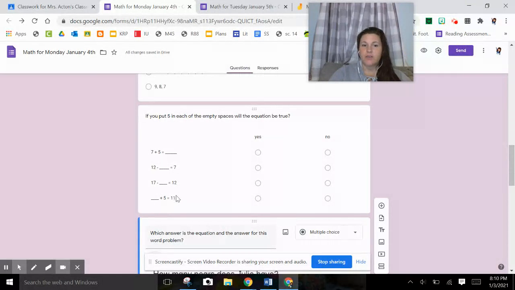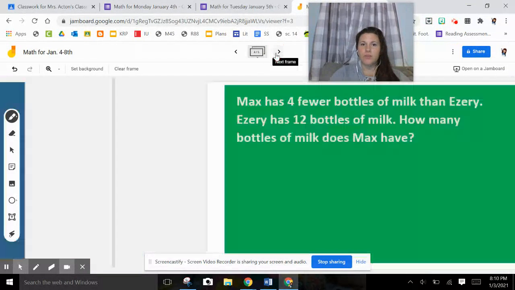Check to see if the answer is correct. If it is, you check the yes. If it isn't, you check the no. All right, next one. Got two more.